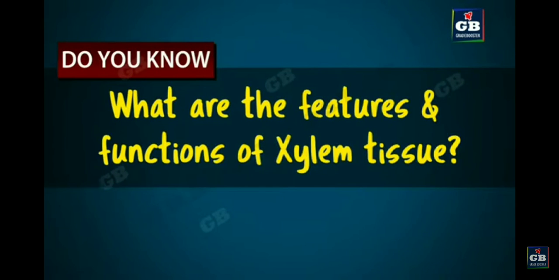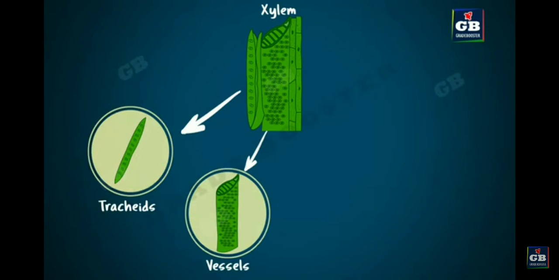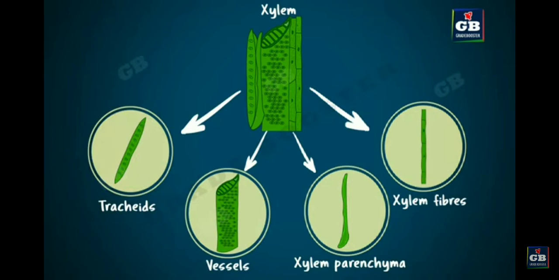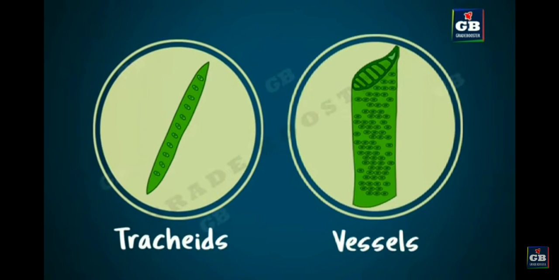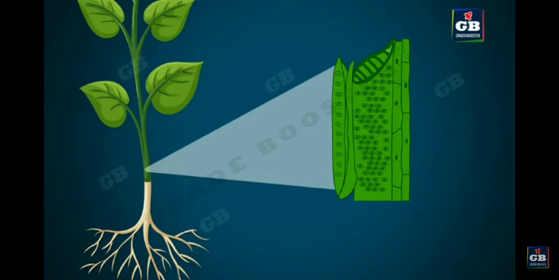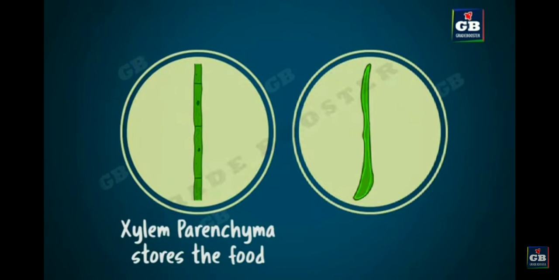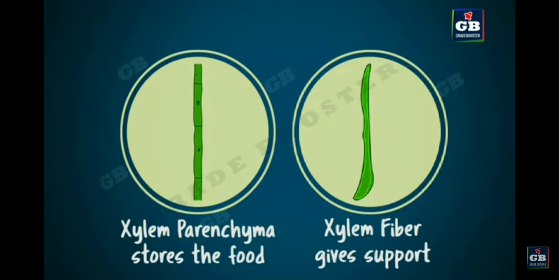What are the features and functions of xylem tissue? Xylem consists of tracheids, vessels, xylem parenchyma, and xylem fibers. Tracheids and vessels are tubular structures that have thick cell walls. When these cells mature, they become dead cells. Xylem tissue transports the water and minerals from roots to different parts of the plant. Xylem parenchyma stores the food, and the xylem fibers give support to the plant.